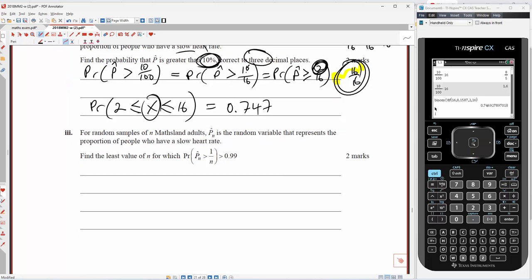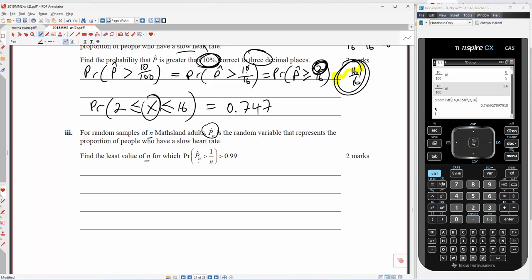Okay, for random samples of n Mathsland adults, p hat n is the random variable that represents the proportion of people who have a slow heart rate. So we've got a different random variable here that's based on a random sample of an unknown size. So we don't know the size of the sample. Find the least value of n for which the probability of this new random variable being greater than 1 out of n is larger than 0.99.